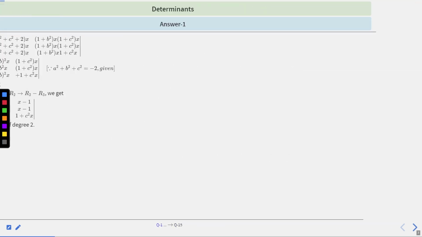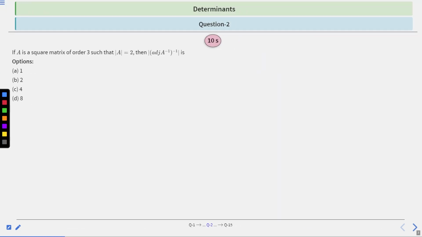Let's move to the next question, question number 2. It says, if A is a square matrix of order 3 such that determinant value of A is 2, then you have to find the determinant of the inverse of adjoint of A inverse. Okay. So you have 10 seconds to solve this question. After that, we will discuss the solution.